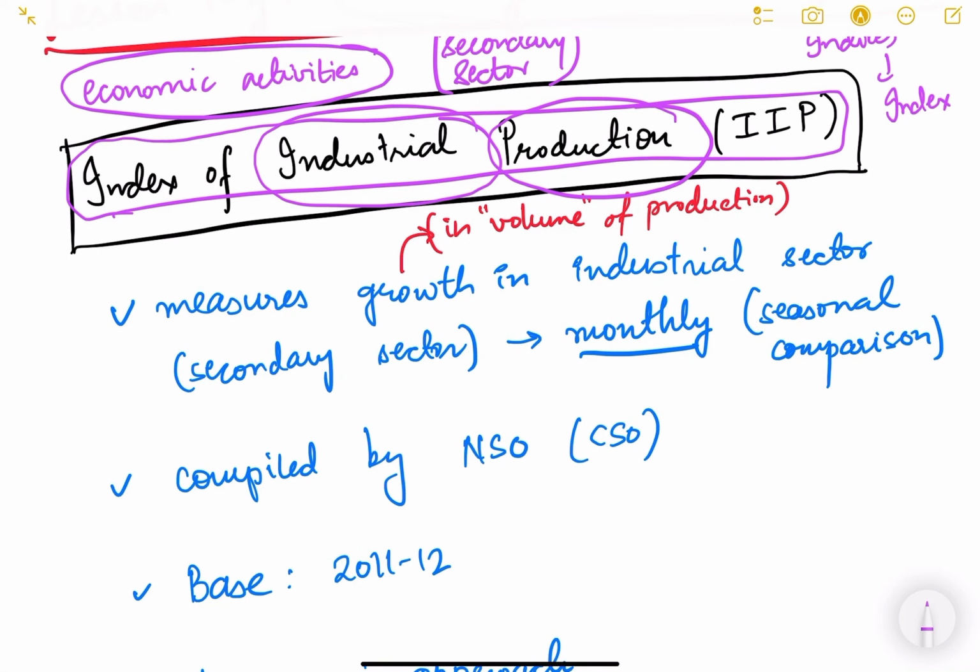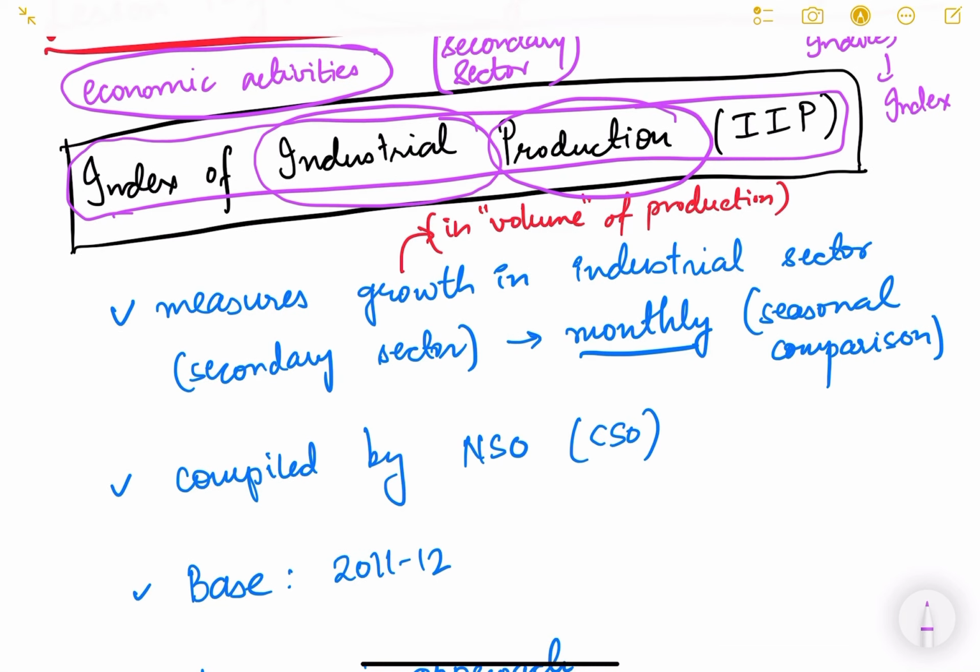The index is compared against 1000 and not 100. Here it is 1000. So the index will be 1000 for the base year, then it can grow to say 1010, then maybe 1080, like that. So it will be against 1000.